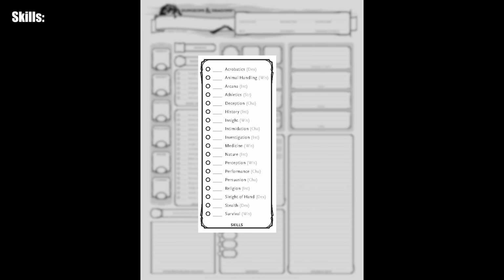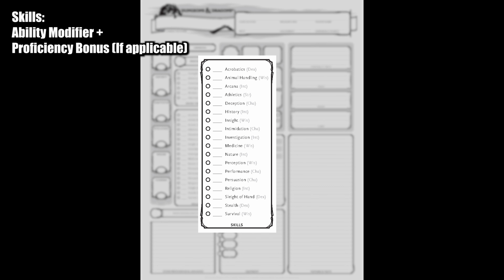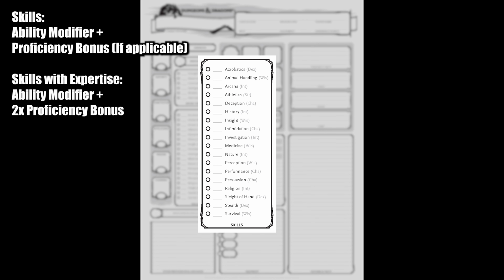Beneath that, we have our skills. This is calculated very similarly to saving throws. You add your ability modifier plus your proficiency bonus if you're proficient in that skill. However, if you have expertise in that skill, I would recommend notating this somehow, either with a star or a squiggly line or some other symbol. That way you can remember that you're supposed to double your proficiency bonus for this skill.